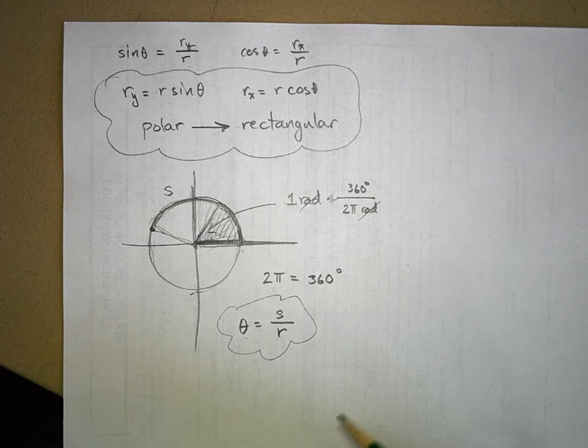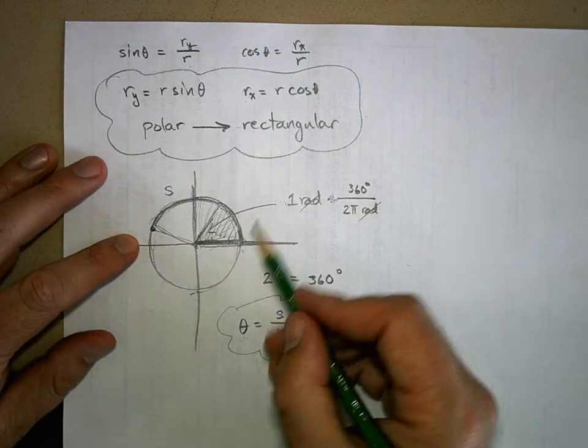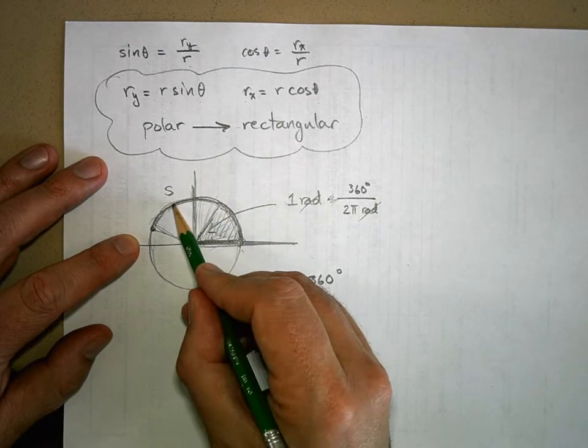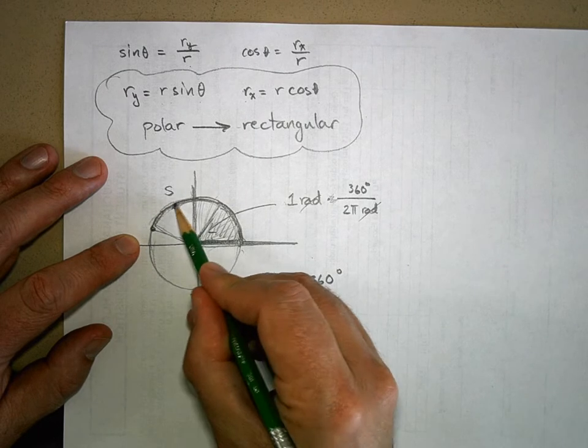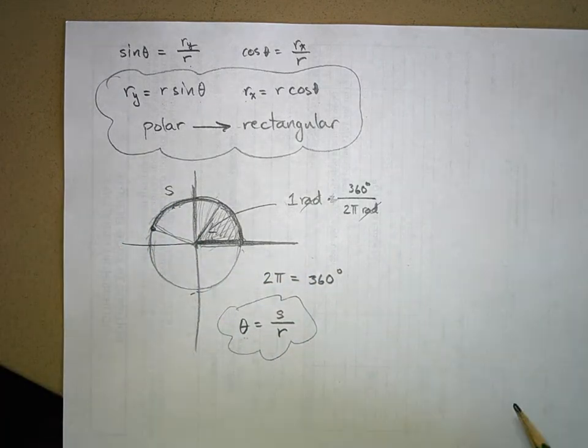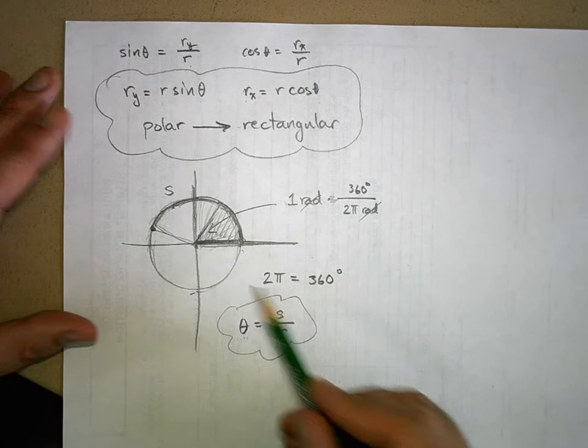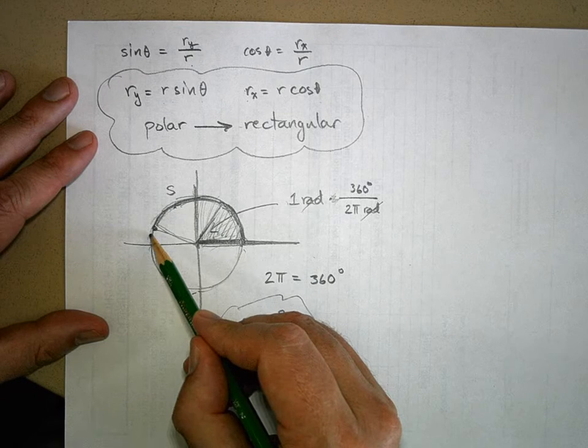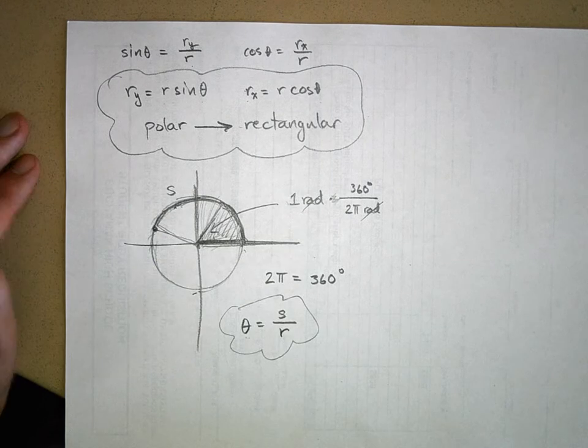So let's just estimate it. Say 1 radius, 2 radius, maybe 2 2/3. I'd say that angle is probably like 2.7 radians. Just estimating, just counting how many radiuses I have to go to get to that spot. Okay, so that's what a radian is.